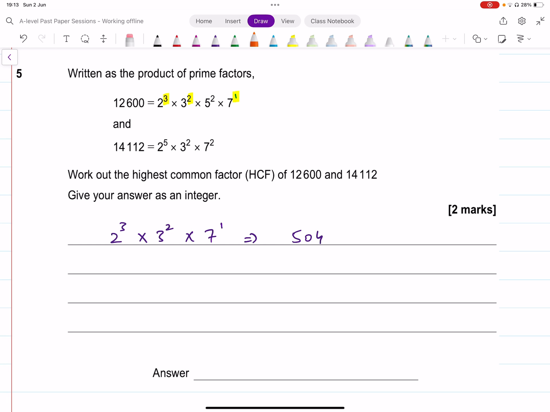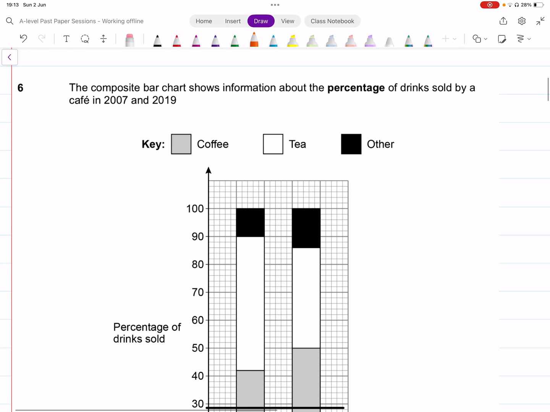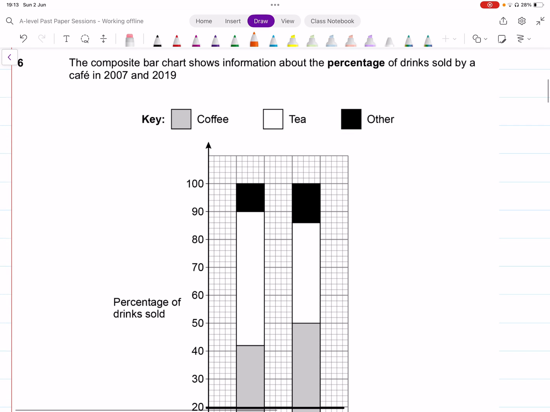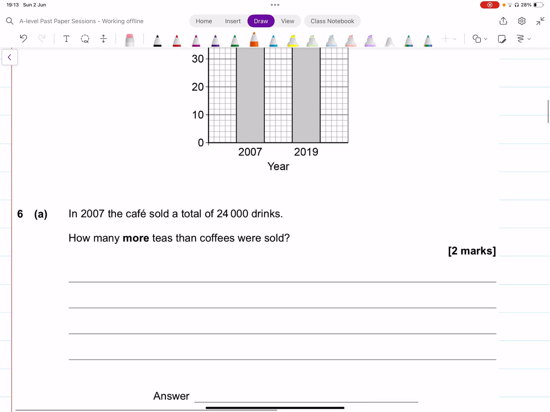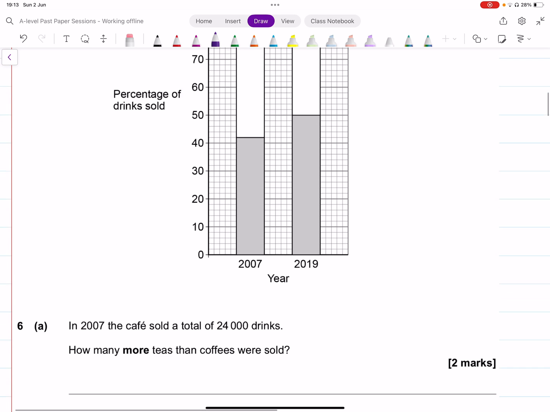Okay, now let's move on to the next one. This is question number 6 from the same paper. The composite bar chart shows information about the percentage of drinks sold by a cafe in 2007 and 2019. It says in 2007, the cafe sold a total of 24,000 drinks. How many more teas than coffees were sold?